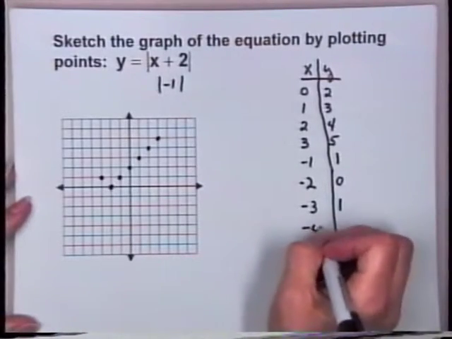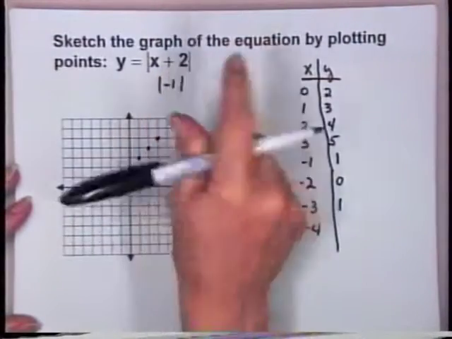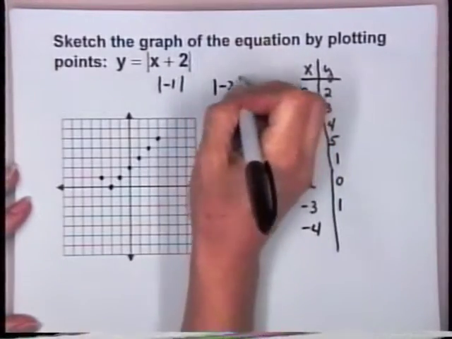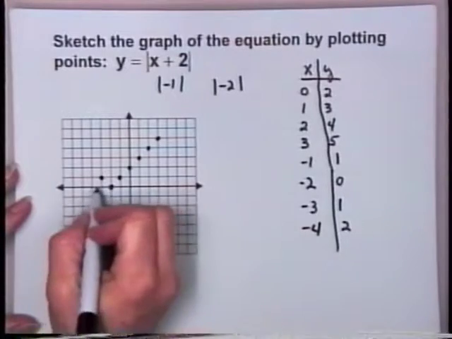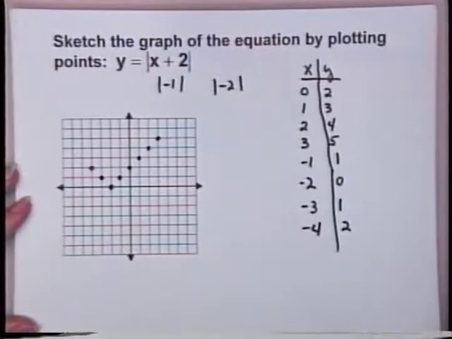Well, let's keep going a minute. Negative 4. Negative 4 plus 2 is negative 2. What is the absolute value of negative 2? It's positive 2, isn't it? Negative 4 gives us positive 2.